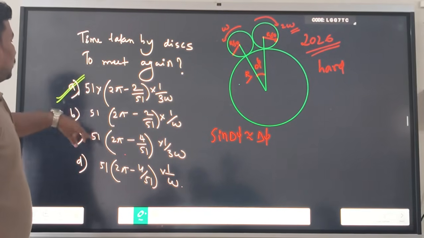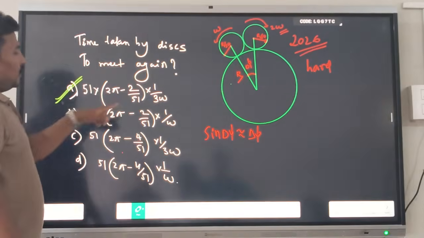It comes out to be 51 times 2 pi minus 2 by 51 into 1 by 3 omega.